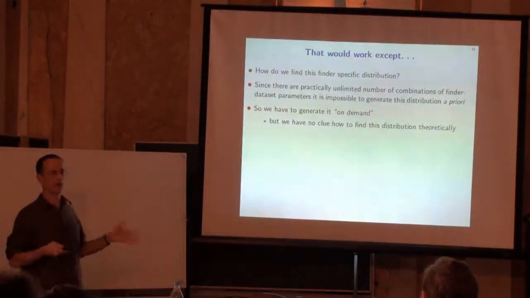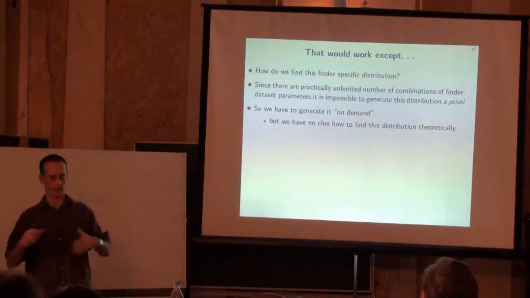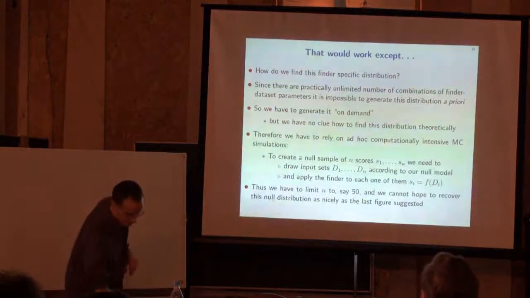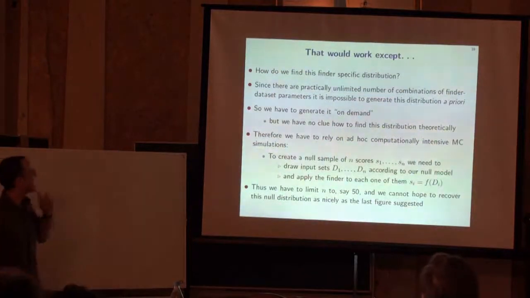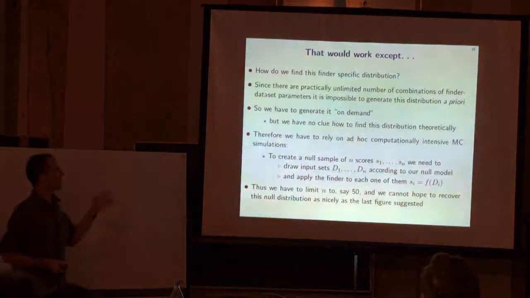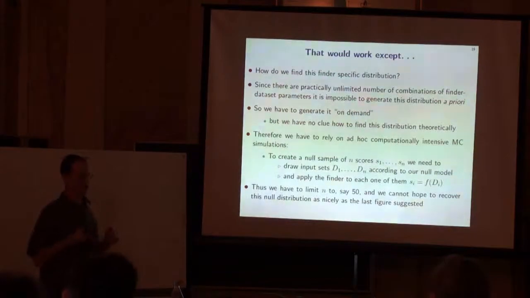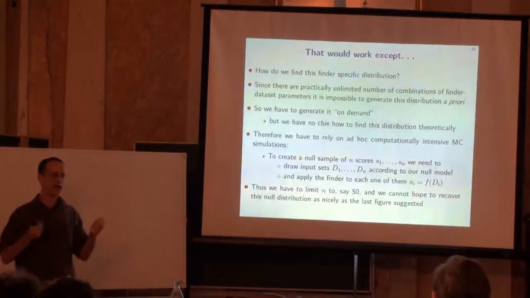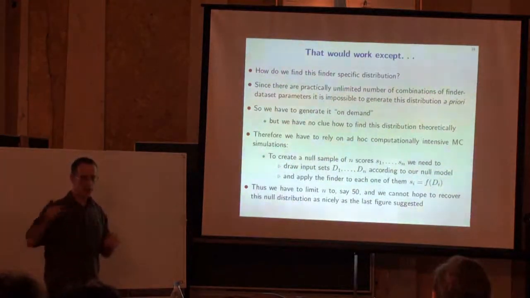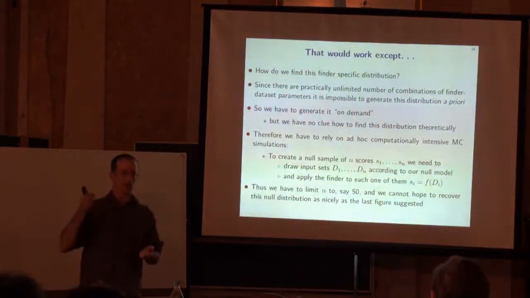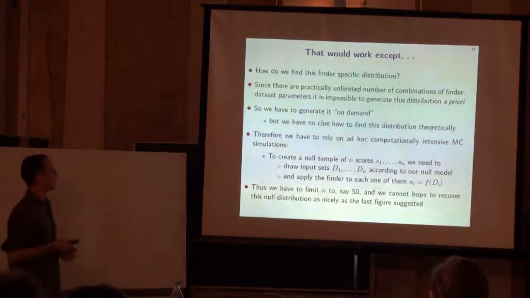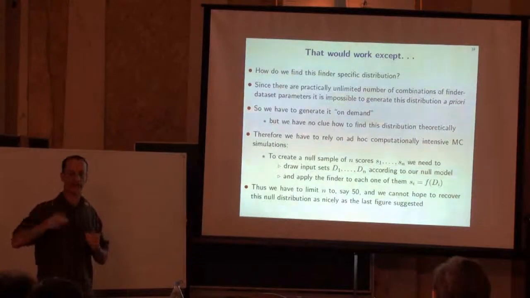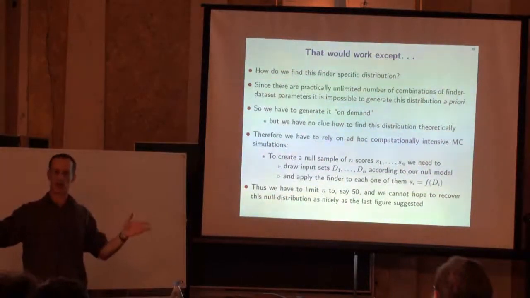That's the only way I know how to do things fast on demand, if I have some theoretical formulas. I don't. So what do I do? The only thing I can do is rely on some ad hoc computationally intensive Monte Carlo simulation. To create a sample of n scores, what I need to do is draw n independent data sets according to the null model. That I can do fast. But then I need to apply the finder to each one of those, and that's going to take a while.